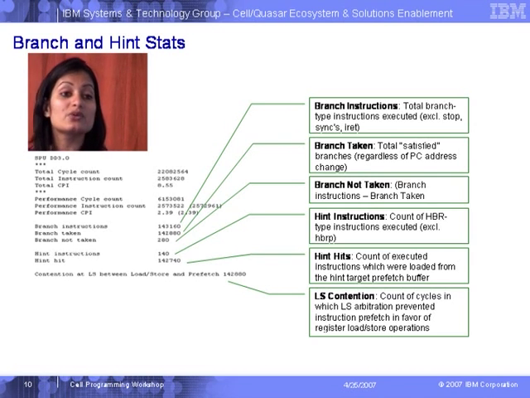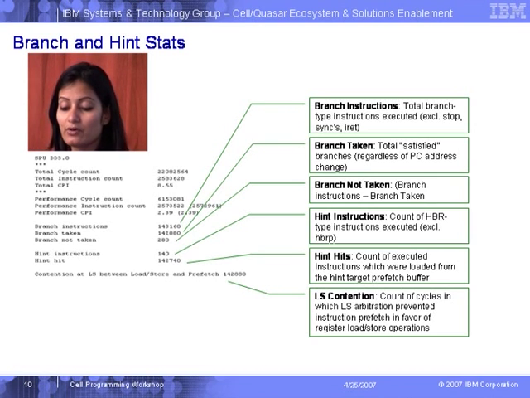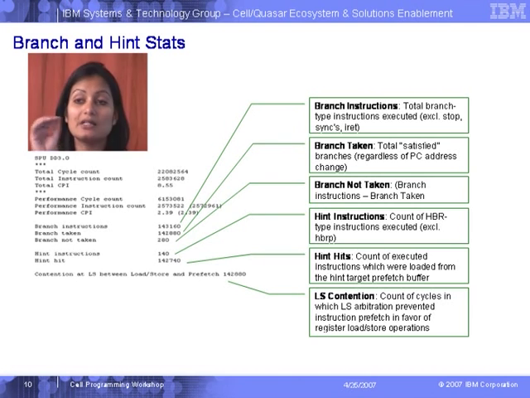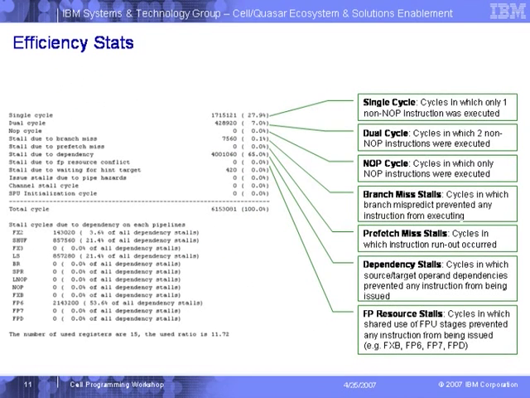And if you have used any hints in your code, it will give you a summary of how many hints actually worked. There's also this efficiency statistics: single cycles, number of dual cycles, how many instructions used the dual issue pipelines. There's also no-op cycles. It's a really neat summary of everything that you can possibly know about your code. Prefetch miss, dependency stalls: if there are any dependency stalls, it will give you a complete list of how many dependency stalls there were.